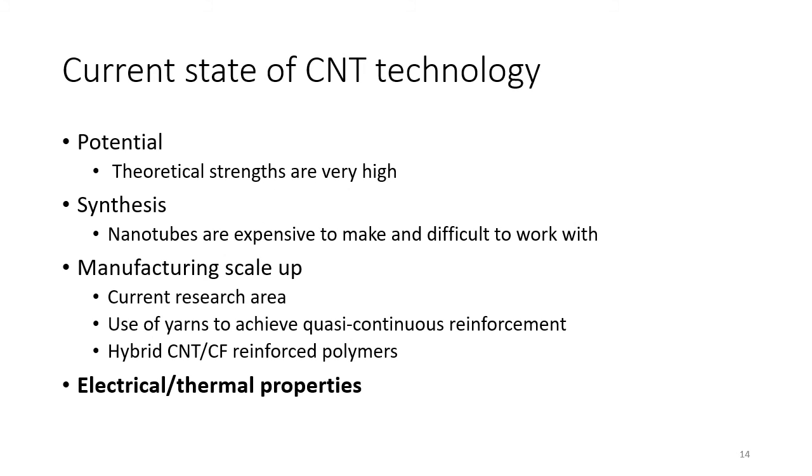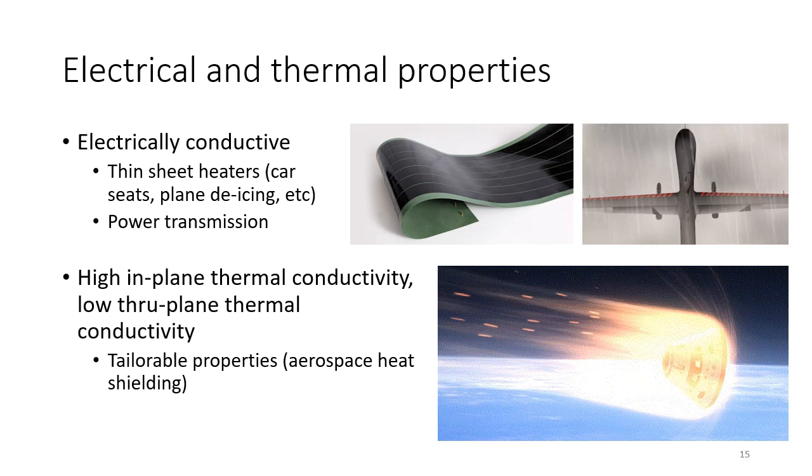In addition to having superior mechanical properties, CNTs also have very unique and useful electrical and thermal properties. These include high electrical conductivity and a high in-plane thermal conductivity combined with a low through-plane thermal conductivity. The electrical conductivity has applications in thin sheet heaters and power transmission. Thermal properties allow for uses such as aerospace heat shielding, in which all of the heat will be transmitted outwards and around the spacecraft rather than into it.